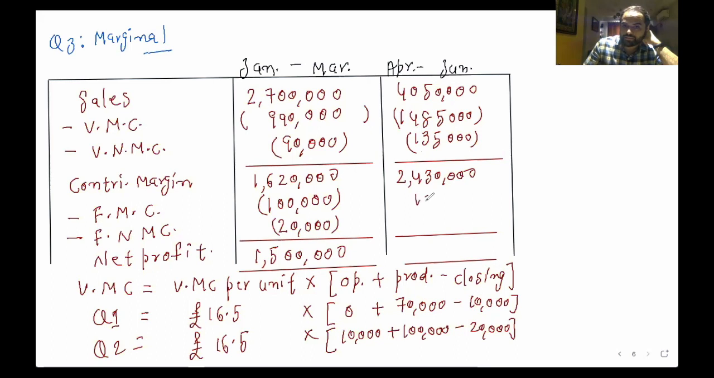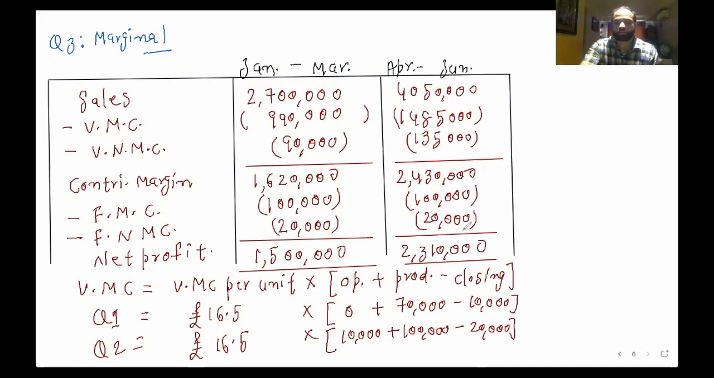Yes, it will be the same, 100, right? And for fixed non-manufacturing cost, that will also be the same, 20,000. So how much is the net profit for second quarter? 2,310,000.